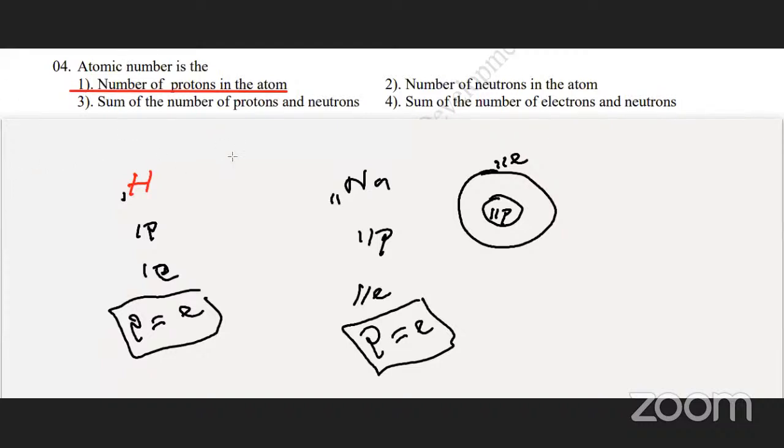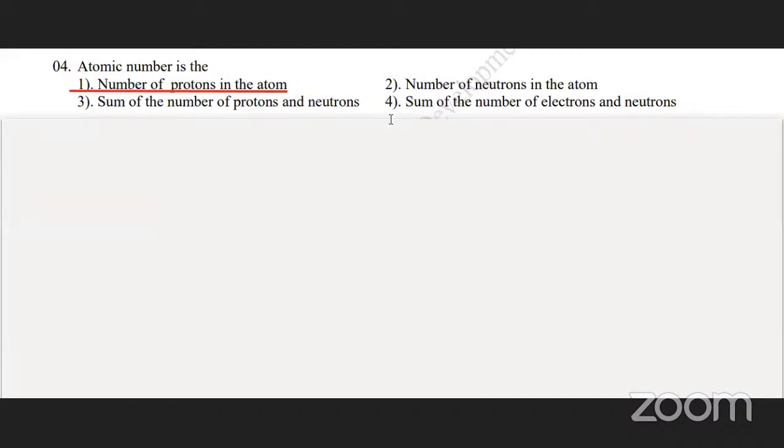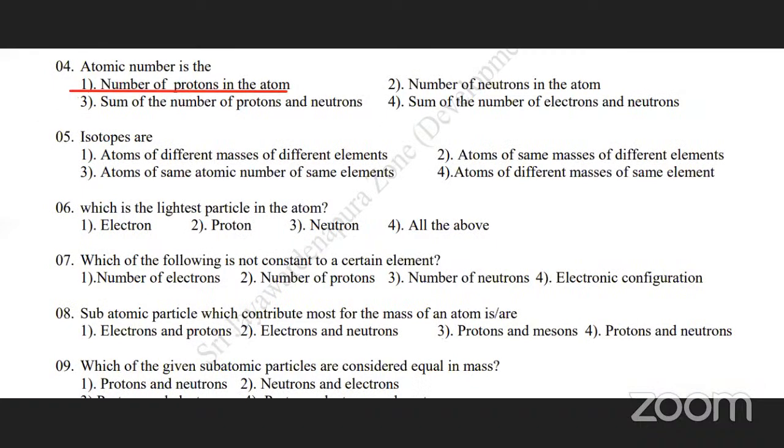Then question number 5. I'm starting from the very beginning. Even a very weak student who has missed chemistry can quickly revise through this. Next one, isotopes.